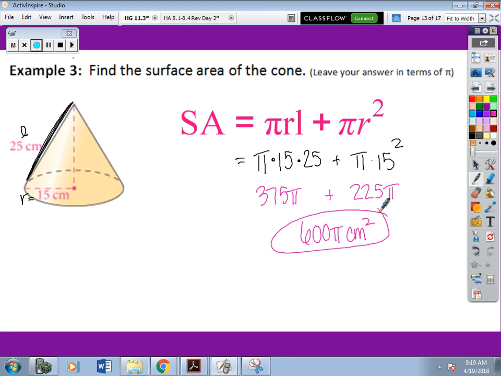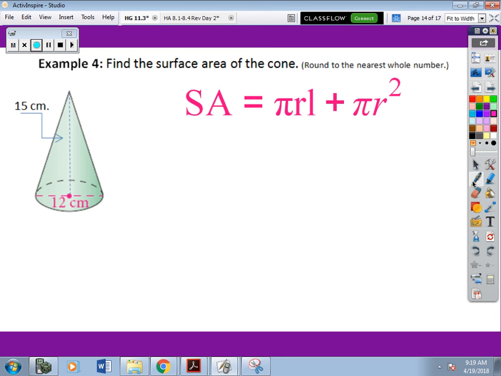Now the next cone isn't as easy because they don't give us the slant height. In the next one, they do give us the diameter this time, 12, so that means the radius is 6. But 15, see how it's pointing to the actual height? This is capital H, which is not in our formula. So again, we're going to have to find L using our Pythagorean theorem. So kind of creating a right triangle here. If this is 15 and this is 6, we can do the Pythagorean theorem to find L.